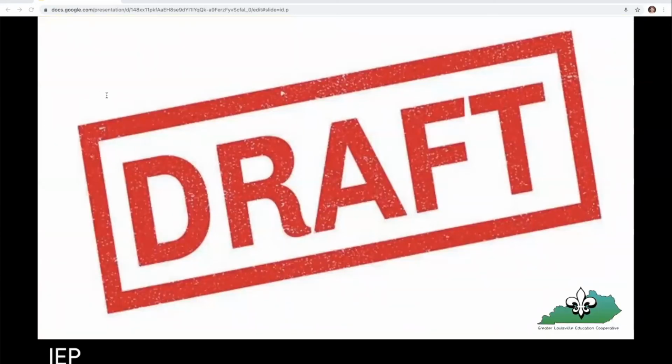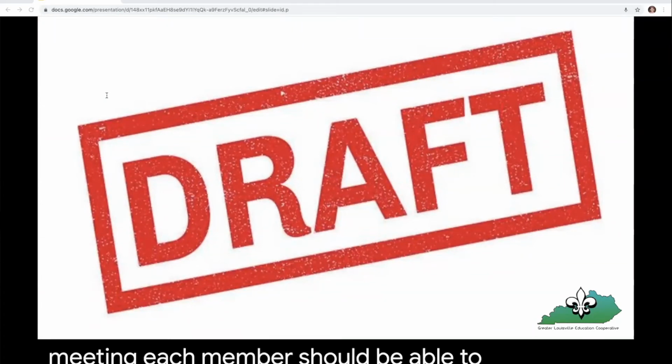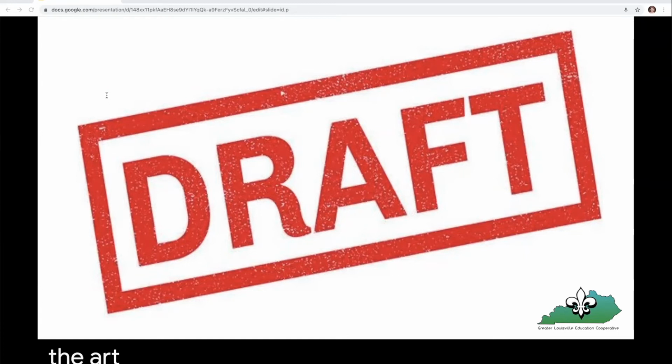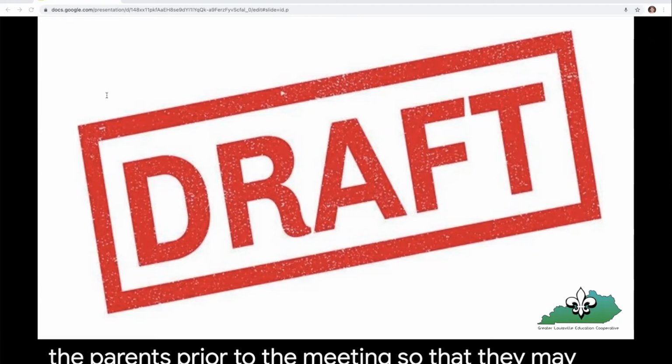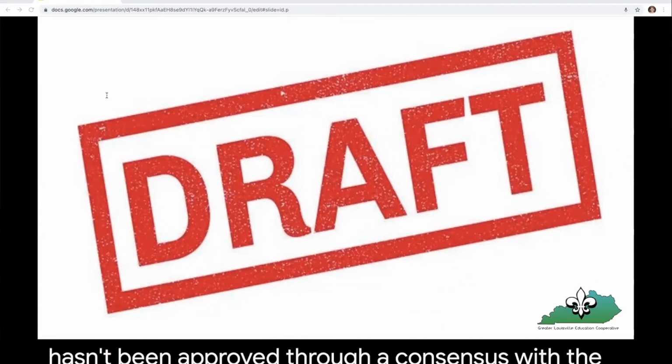Writing an IEP should be part of the ARC's duties during the meeting. Each member should be able to provide input into all aspects of the IEP. It doesn't mean that the ARC members can't prepare for the meeting by creating a draft IEP. In order to prevent drafting an IEP being predetermination, a good idea is to share with the parents prior to the meeting so that they may review it and come to the meeting prepared with feedback. You also want to make sure that you always write draft at the top of any IEP that hasn't been approved through a consensus with the ARC.